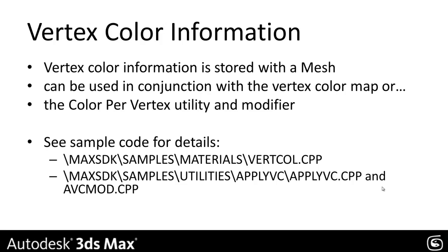I want to talk about a few other topics here while we're in the mesh subject. First of all, vertex color information is stored with a mesh. It can be used in conjunction with the vertex color map or the color per vertex utility and modifier. So there's a utility and a modifier version of this. You can see the sample code here for details. The materials vertex color is in this sample, and the utilities apply vertex color is in this sample. And then there's also the modifier. So all 3 of them are provided in the SDK.